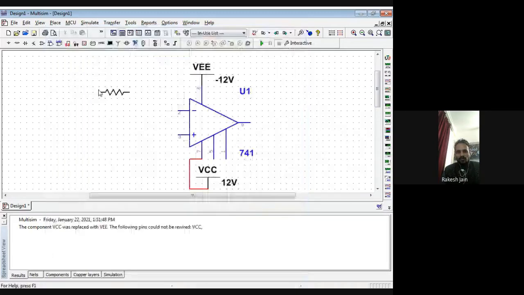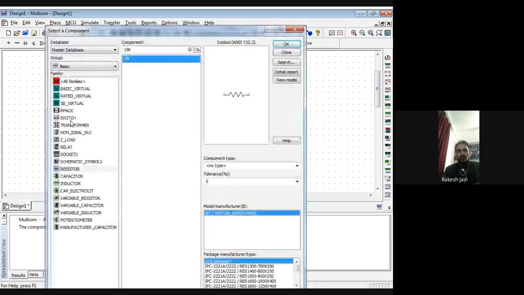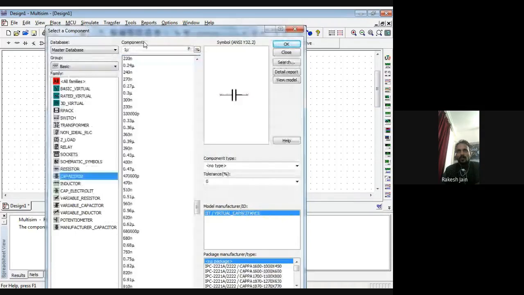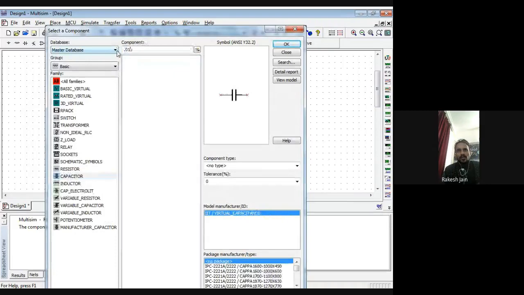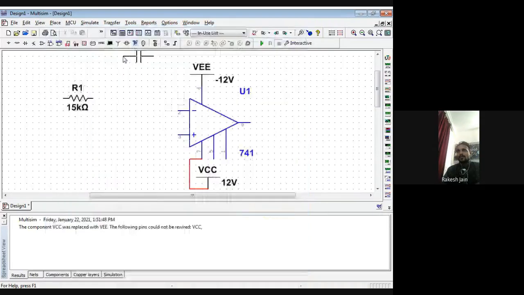Instead of that bridge type of structure, here we connected a bridge but in horizontal format. See very carefully, one resistor and a series capacitor. So where is the capacitor? Go to basic again and then capacitor. What value do you choose? You choose 0.01 microfarad. So just write down 0.01. So this is my series combination of resistor and capacitor.